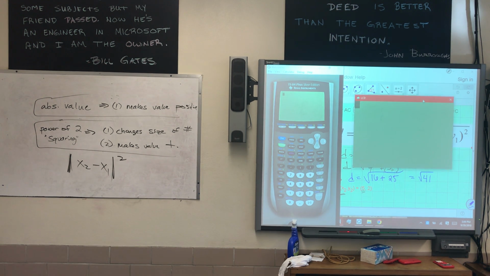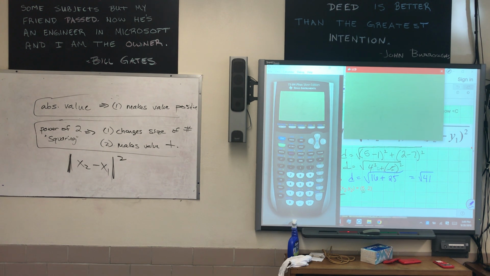Why do we talk about that? Because somebody inevitably will want to take this down here, which we know to be radical 41. Let me see what radical 41 is. A little bit bigger than 6.